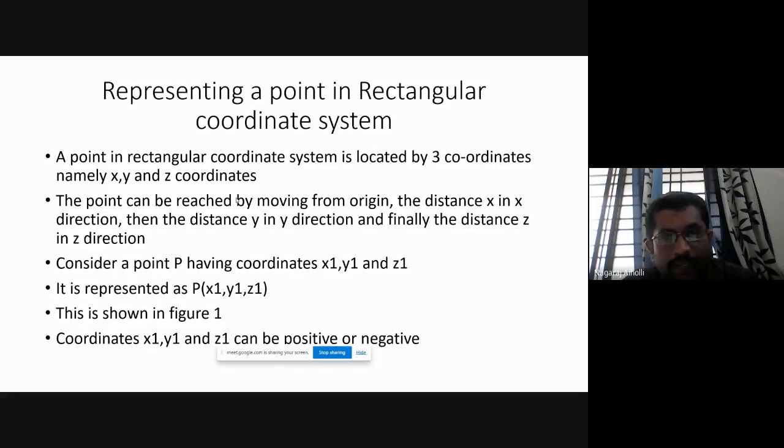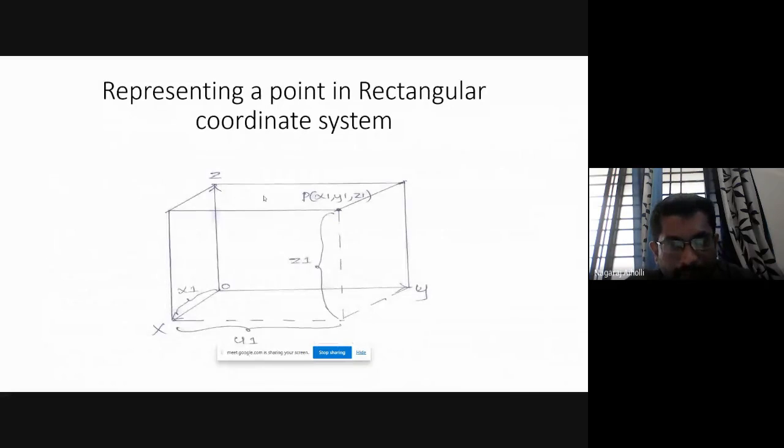So this point can be reached by moving from the origin. If I consider this figure here, this is the origin. Now, if I want to move, I am moving in the x direction. So this is x1. I am moving from 0 in the x direction by x1 units. Then I move parallel to y by y1 units. So this is y direction, right?